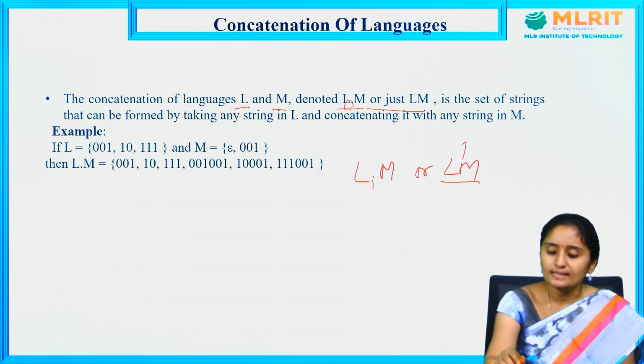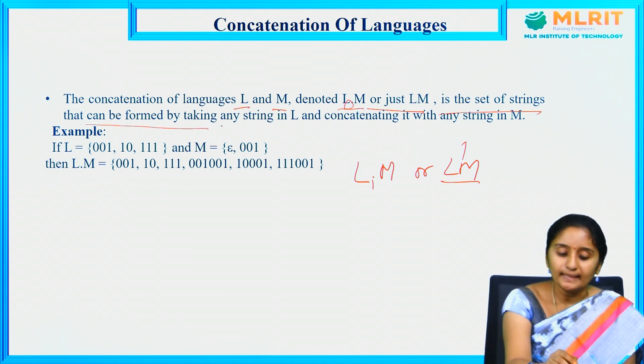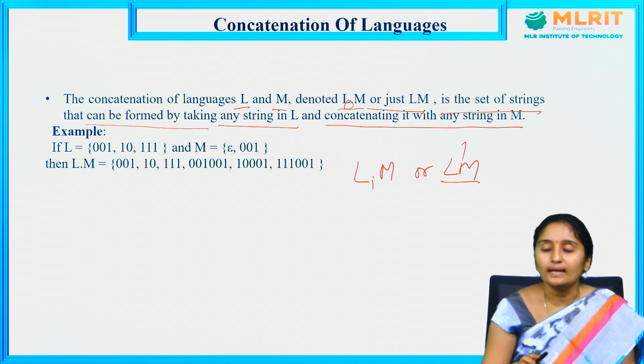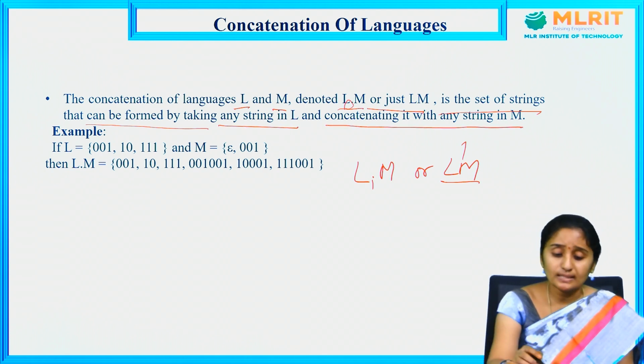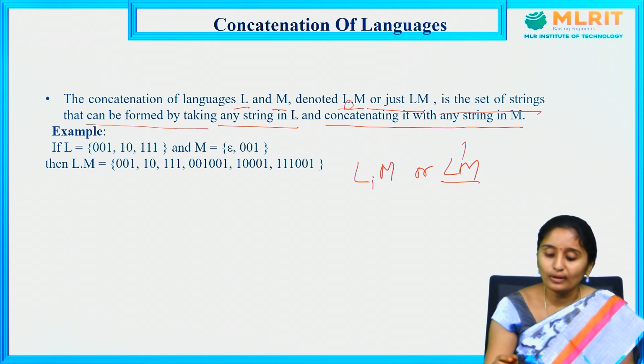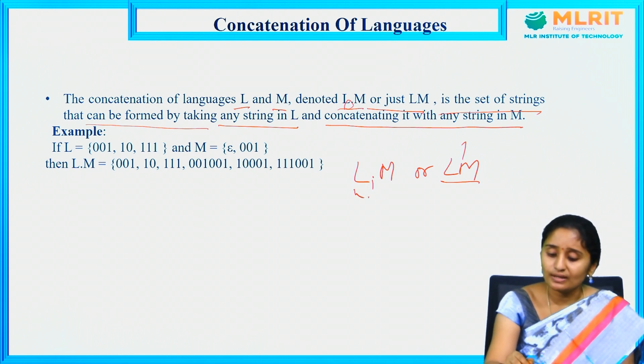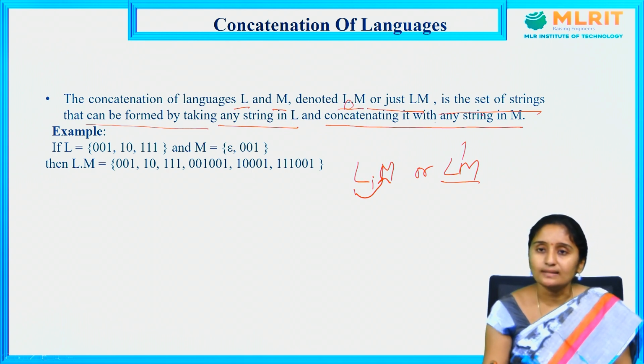So LM is nothing but the set of strings that can be formed by taking any string in L and concatenating it with any string in M. So this is nothing but concatenation of two languages. I can take one string from this end, and I can concatenate it with a string from the second language, by taking any string in L and concatenating it with any string in M.